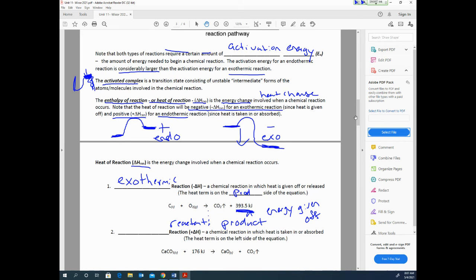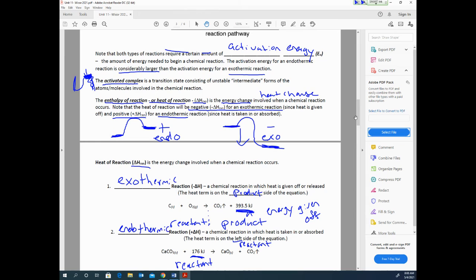I'm going to say the product side to be more particular. So it's on the product side of the equation. Okay, and then vice versa. Over here, I have the kilojoules on the reactant side. It says left side, I'm going to change that. Let me put reactant down here. That's more clear. It's on the reactant side or the left side, and that's an endothermic reaction.